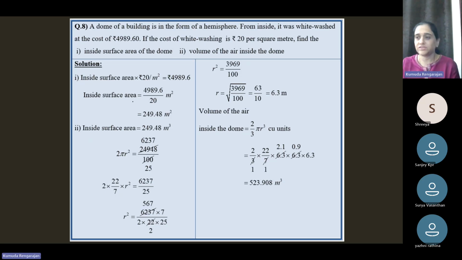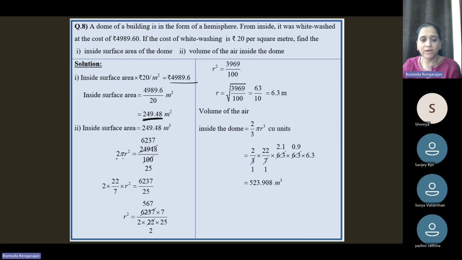So the inside surface area is equal to the total cost by the rate. This is called the rate. 20 rupees per meter square is the rate. The total cost divided by, because this will come for division, right? So the inside surface area is equal to the total cost divided by the rate, 20 rupees. So when you divide that, the inside surface area is 249.48.